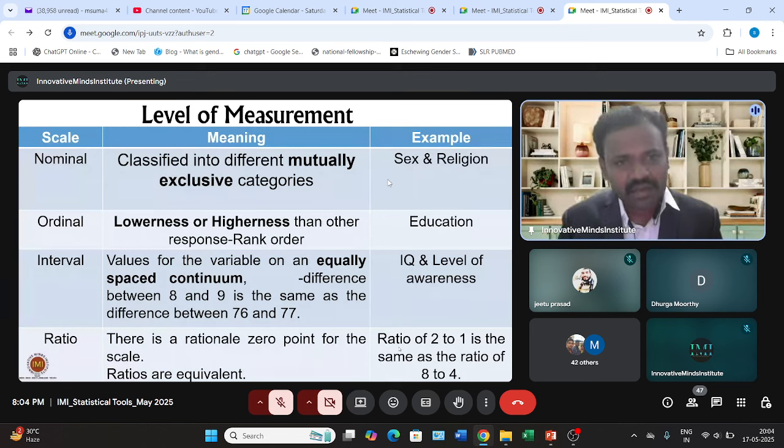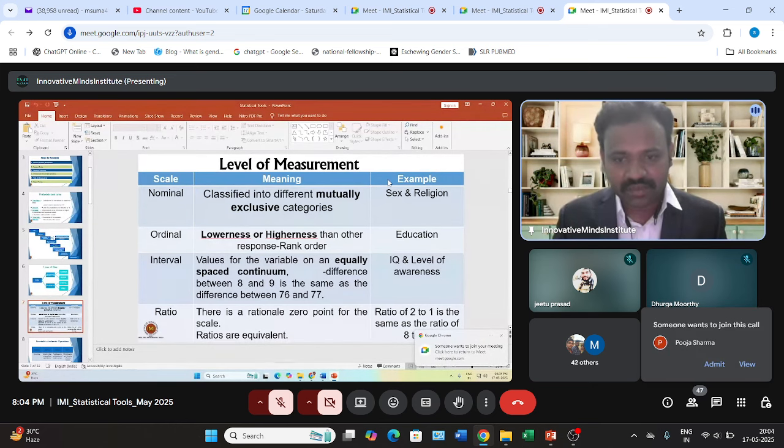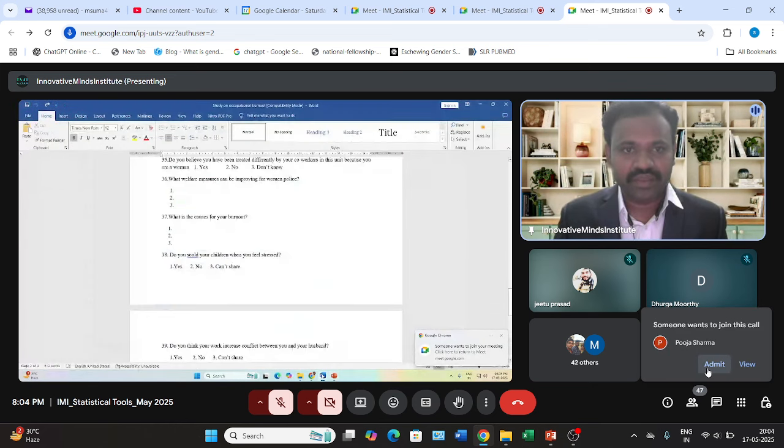What do you mean by nominal level of measurement? To understand what kind of statistics you have to use, you have to understand these first. So, nominal level of measurement. Before that, I would like to show you something. You are talking about all these things; where do they come from? They come from your own variables.